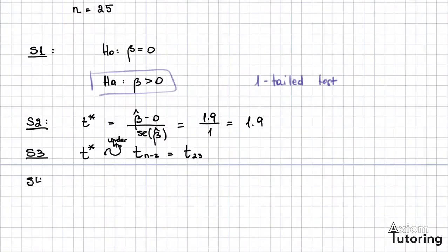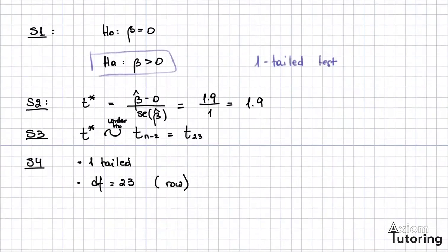Step 4, finding our critical value. So we need to know 3 important elements. We already know we have a one-tailed test. We already know that our degrees of freedom are 23. So it means we already know which row to look into.